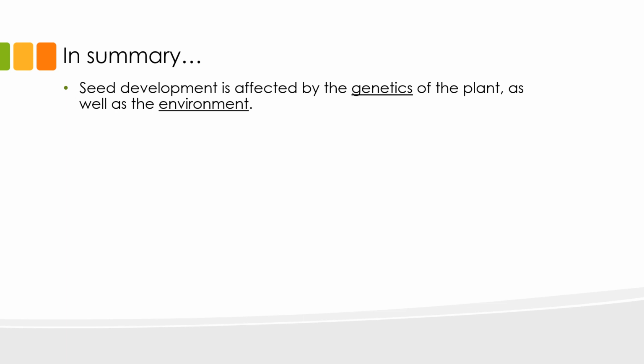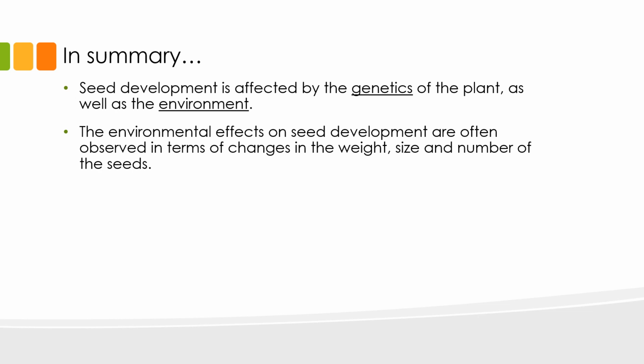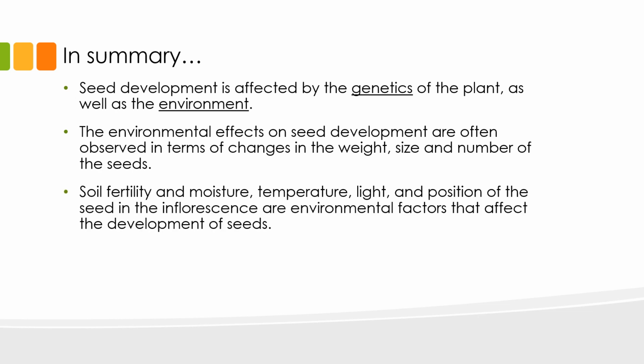In summary, the development of seeds of flowering plants is conditioned by both the genetic makeup of the plant as well as the environment. While the genetics of the plant controls variations in several features of the seed, the effects of the environment are mostly manifested as changes in seed weight, number, and size. Some of the environmental factors affecting the development of seeds include soil nutrient and moisture, temperature, light, and even the position of a seed within the inflorescence or the plant itself.